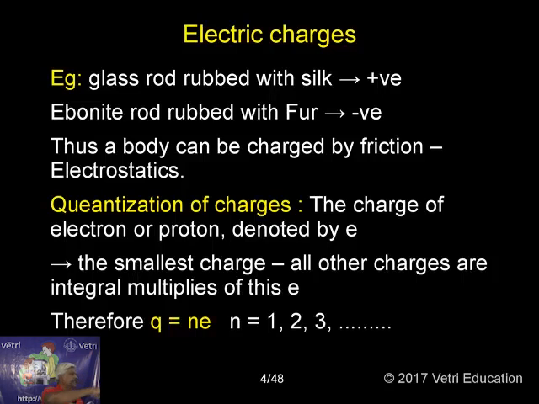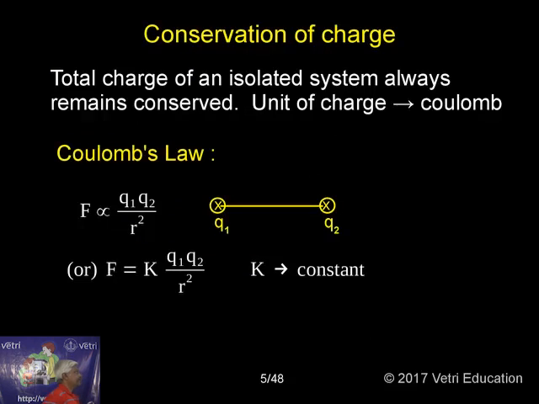So, this is the given quantization. The charge of an electron or proton is denoted by E. Why do I mention both proton and electron? Both are E, because the magnitude is the same. Only the electron has negative charge, and the proton has positive charge. The smallest charge is E, and all other charges are integral multiples of this E. That is Q is equal to Ne. That is called quantization, which we just discussed. Conservation of charge: the total charge of an isolated system always remains conserved. The unit of charge is always coulomb.